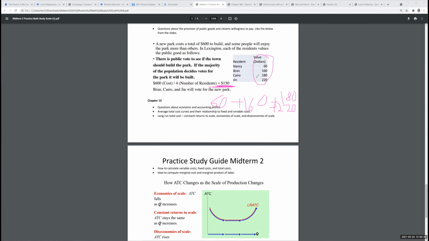Okay, yeah, because one of the bullet points says how to find total surplus from that, so I was just wondering how to find that. All you would do is add up all their values. Exactly. The technical total surplus would be 600. Actually, I think it was 620. Yeah, probably 620, because it's slightly greater. Okay, yeah, thank you.